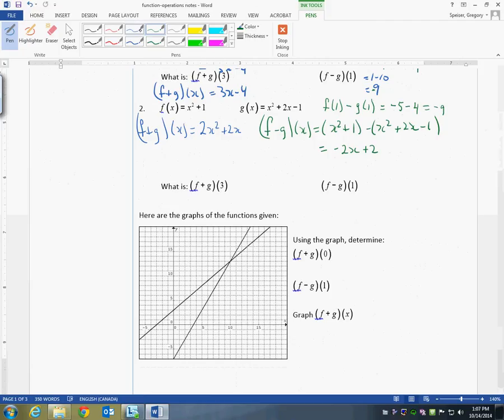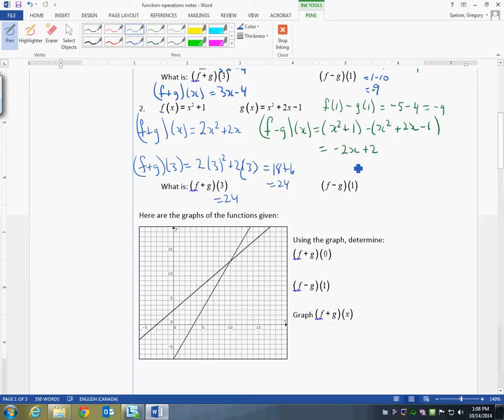And again, a similar style question here. What happens if we plug a 3 in there? So I'll put my answer up here. f plus g of 3 will be equal to 2 times 3 squared plus 2 times 3. So that's going to be equal to what? 2 times 9 is 18 plus 6. So that's going to be equal to 24. So this answer here is 24.